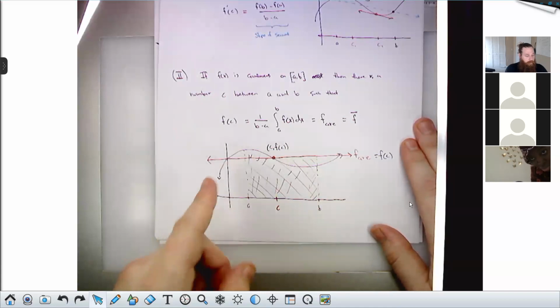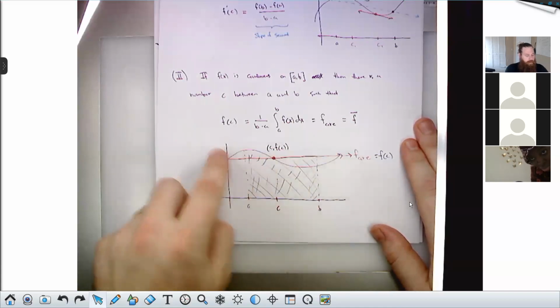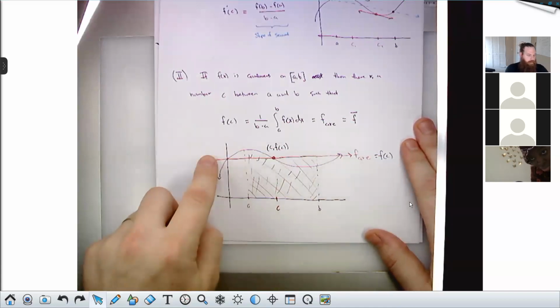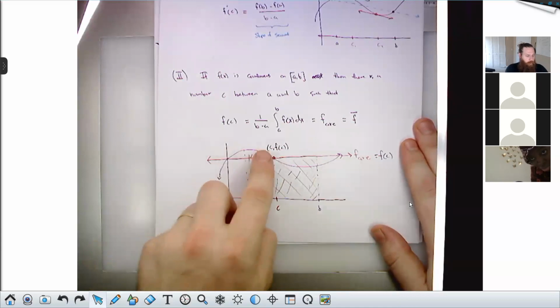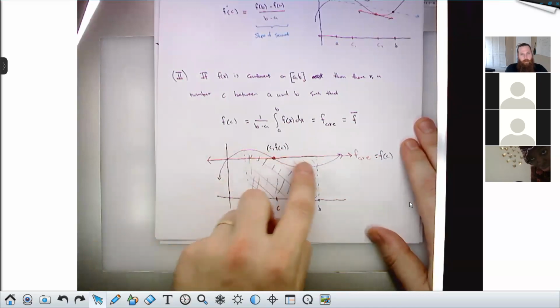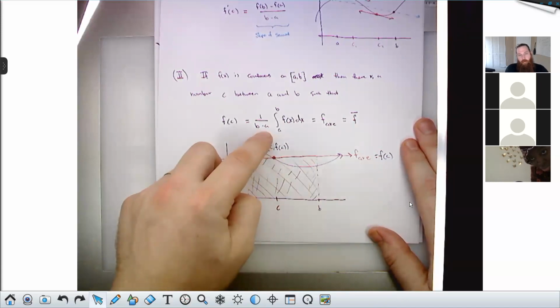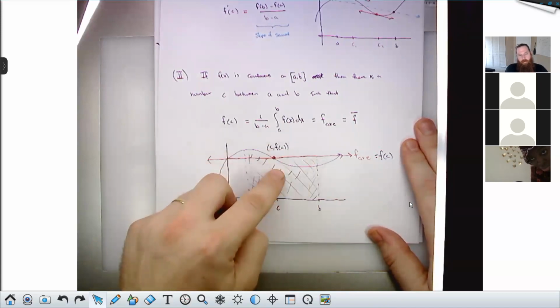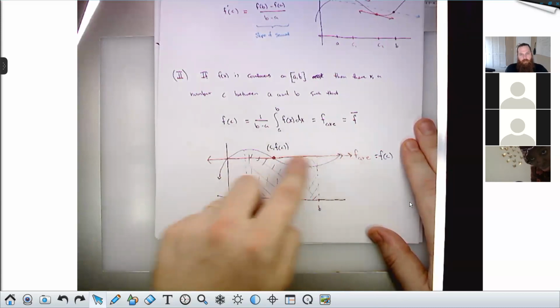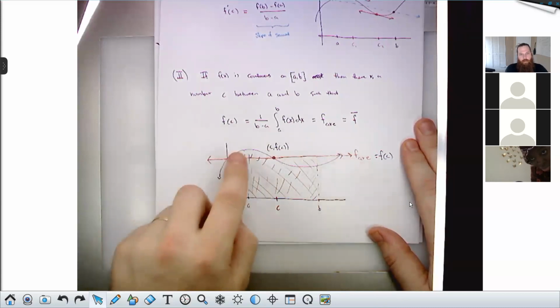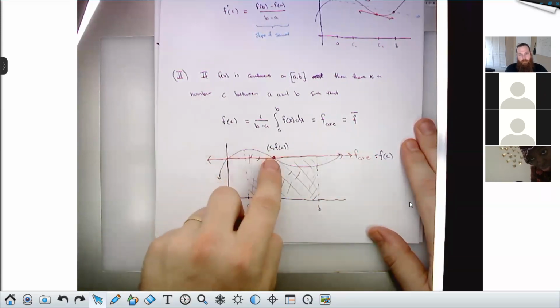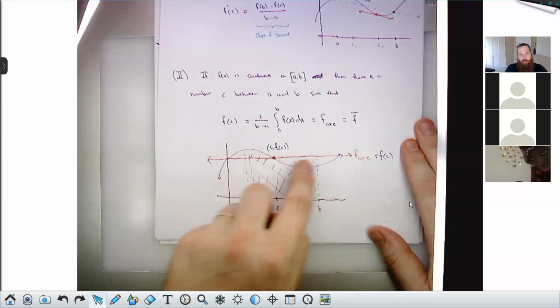And the neat thing is that the height of this red rectangle is determined by one of the heights along the purple graph. It's not possible that this red rectangle is above the whole thing or below the whole thing. Somewhere this constant function is equal to the value of the purple function.